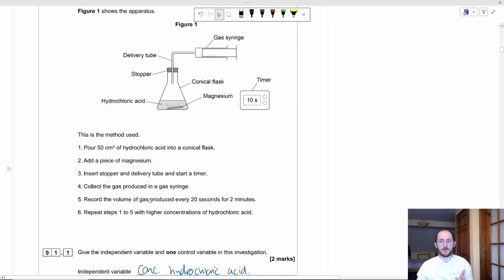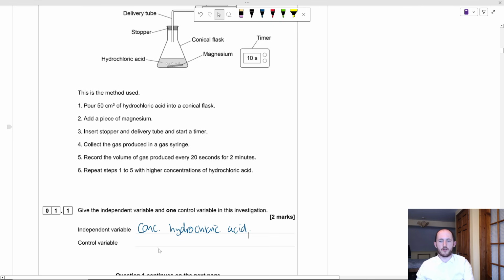Now, what is the dependent variable? What is going to change in response to the hydrochloric acid concentration changing? Well, it's just going to be the volume of gas produced in a given amount of time, okay? So you could just say volume of gas produced.